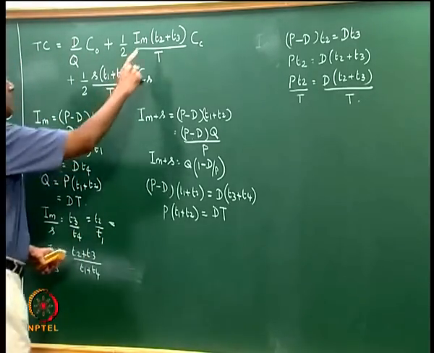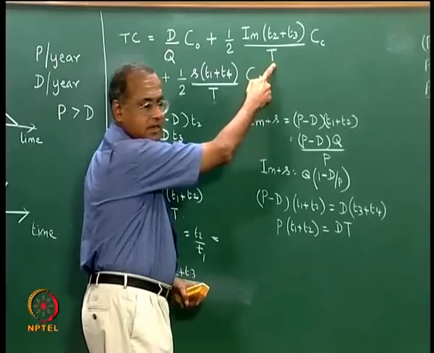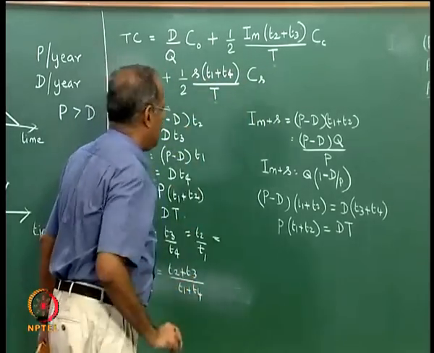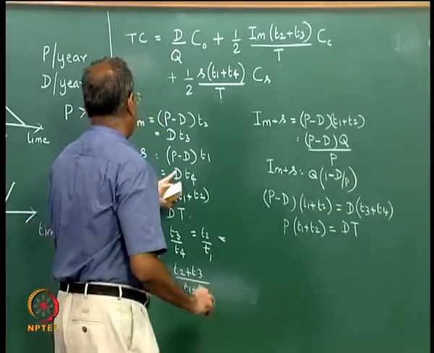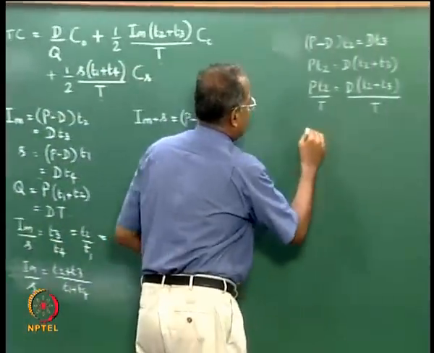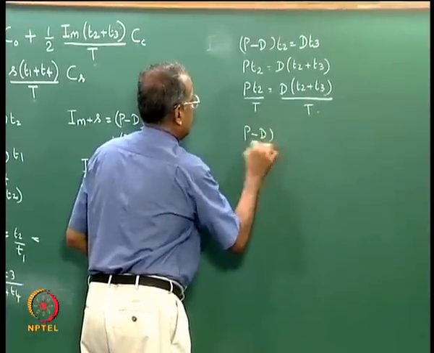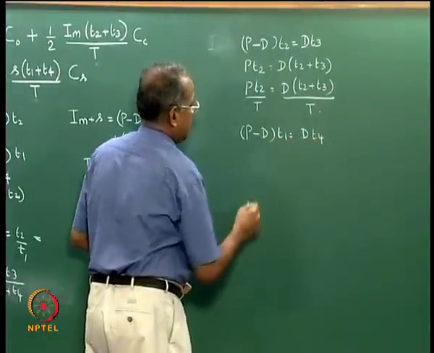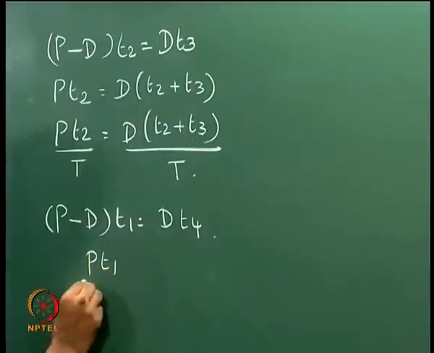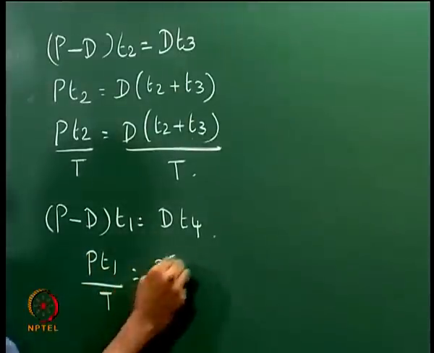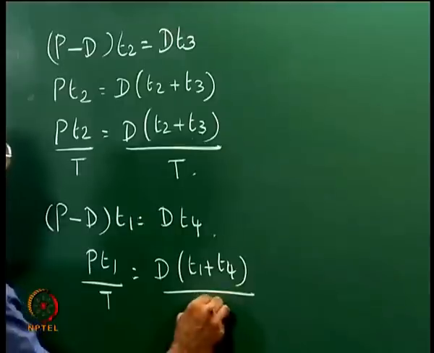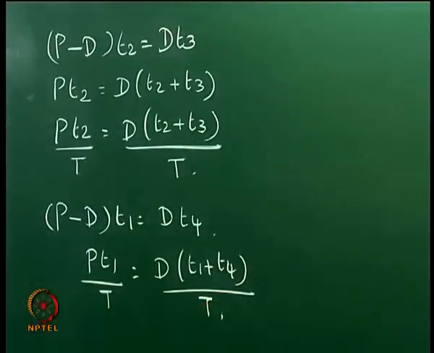So, we have an expression for T2 plus T3 divided by T here. We also need an expression for T1 plus T4 divided by T, which comes from P minus D into T1 is equal to D into T4, from which P T1 by T is equal to D into T1 plus T4 by T. So, we have that.